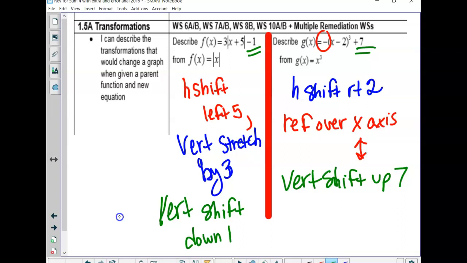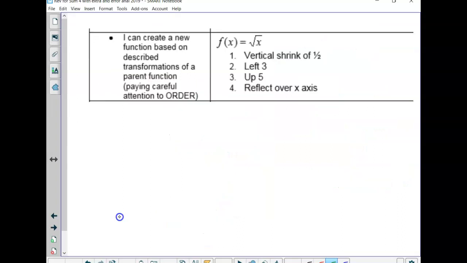Questions? So there's one where you have to write the descriptor, and there's one where you have to physically rewrite the equation, having it do these things in this order. What would a vertical shrink of 1/2 look like? Inside or outside? Outside, so it would be 1/2 square root of x. Then it's supposed to go left 3, inside or outside? Inside, so it is the opposite of what it seems. So it's +3.